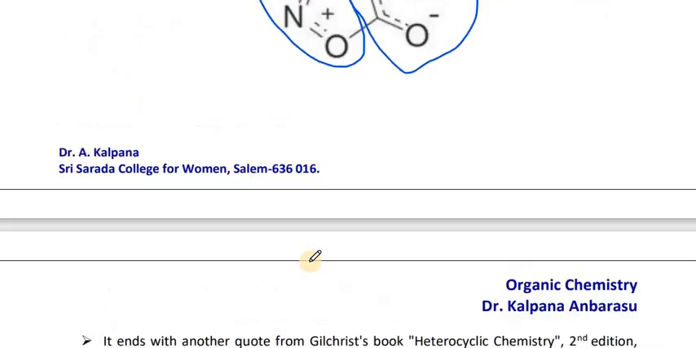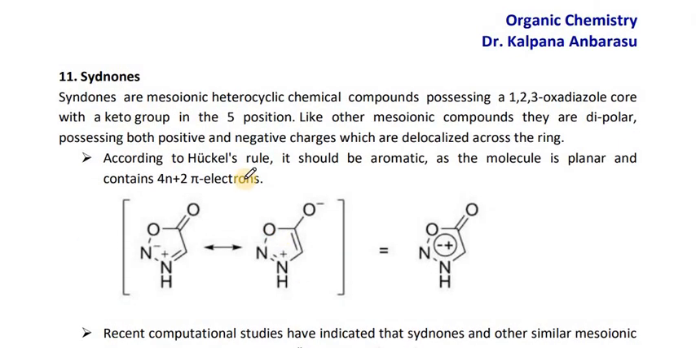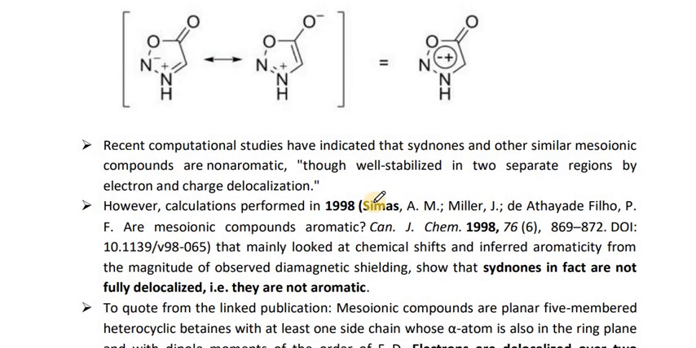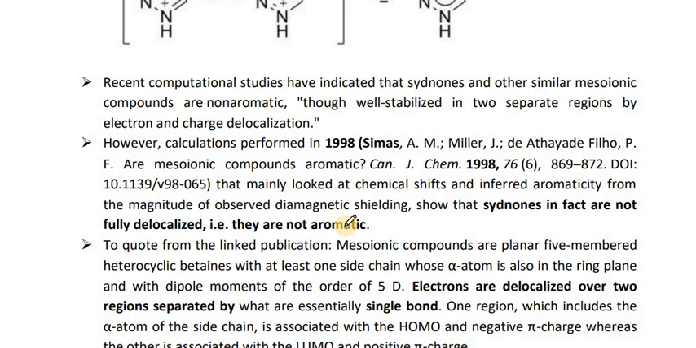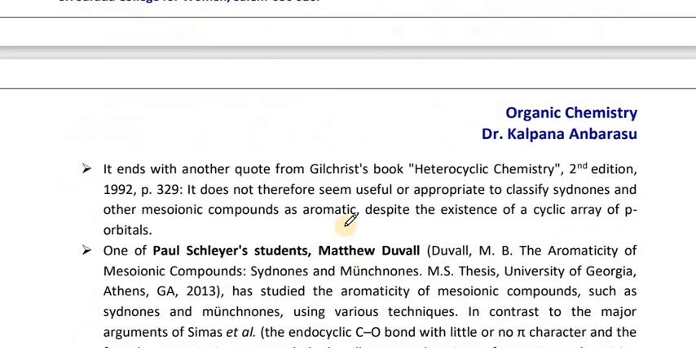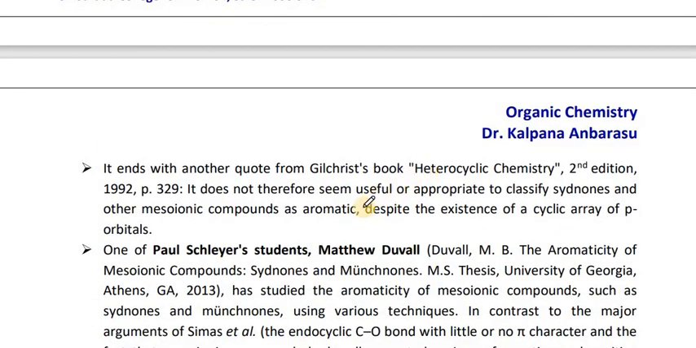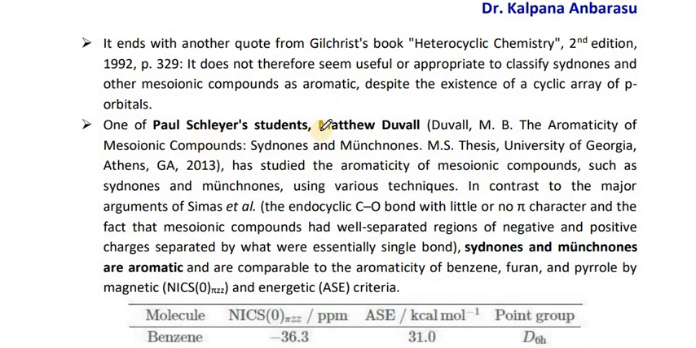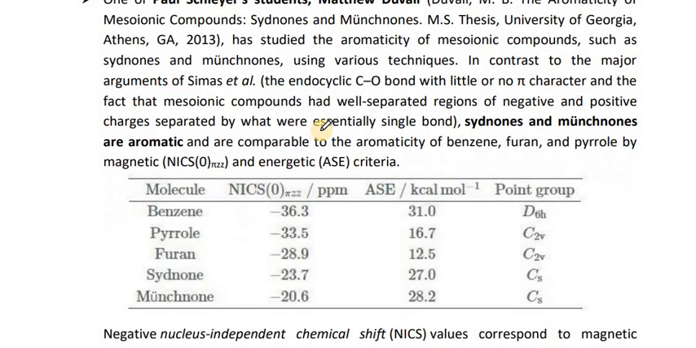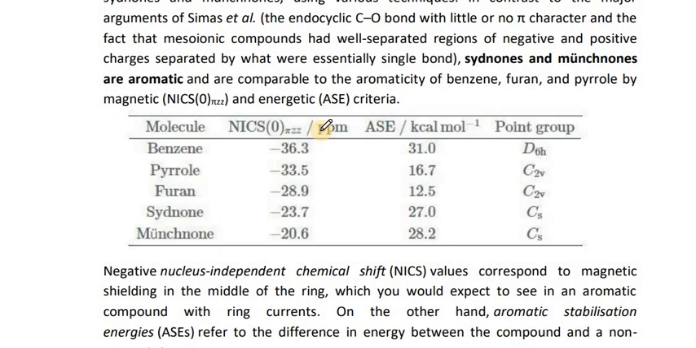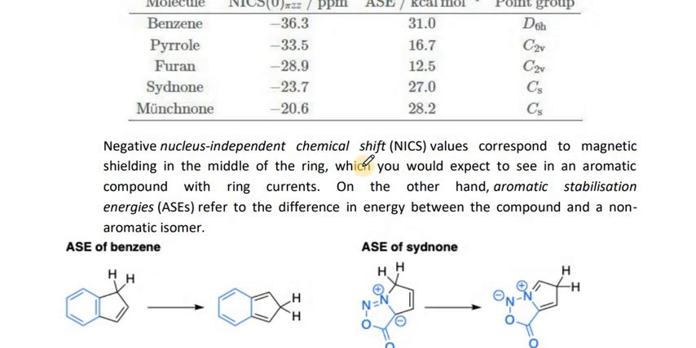So this is the riddle that surrounds sydnones. First comes Huckel's rule. According to Huckel's rule, sydnones should be aromatic. But later Simas et al. said that sydnones are non-aromatic in nature because there are two separate delocalized regions which are separated by single bonds. Gilchrist's book on heterocyclic compounds also supports that sydnones are not aromatic. But later Paul Schleyer et al. concluded that sydnones are aromatic in nature by computationally calculating the NICS values, that is, negative nucleus independent chemical shift values, and they found that the value is comparable with that of benzene, and hence sydnones are also aromatic in nature.